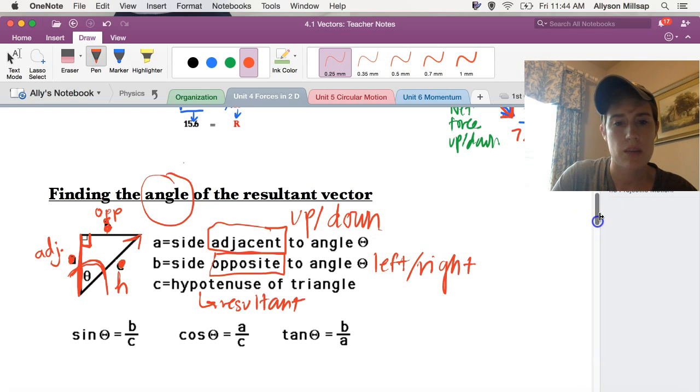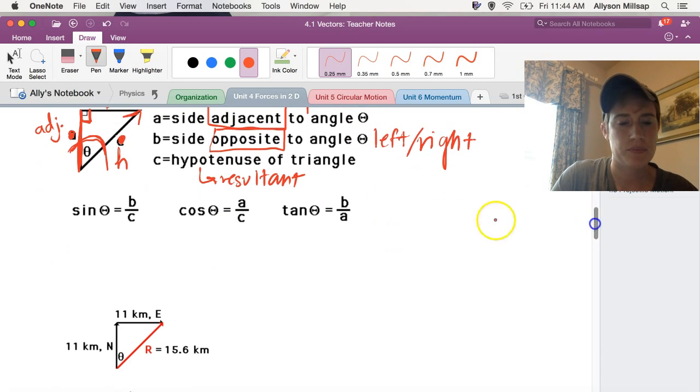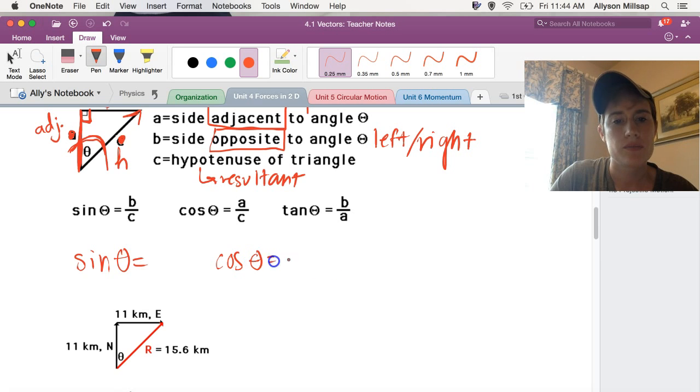Okay, so here's an example. And by the way, we can use these formulas right here. You won't have to memorize them, you'll be given them. But we'll be using these formulas to find our angle.